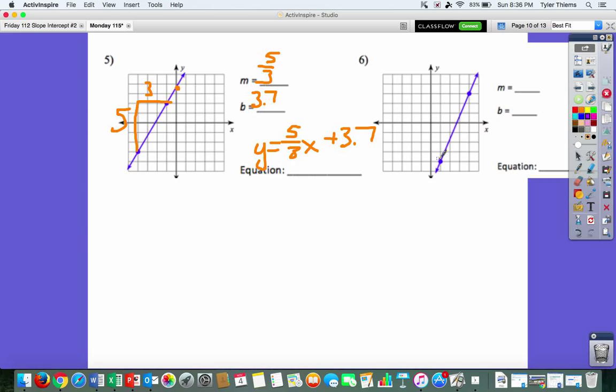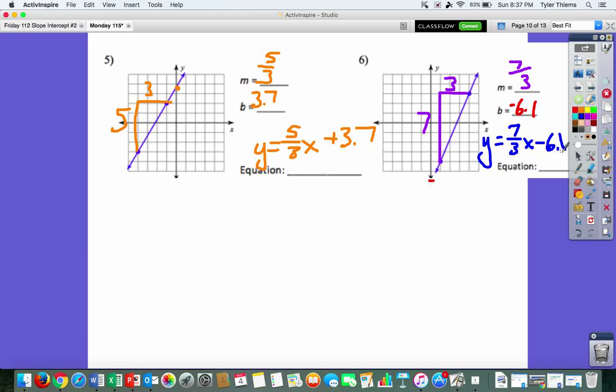For number 6, what you should have done is found the slope is equal to 1, 2, 3, 4, 5, 6, 7, so 7 over 1, 2, 3. Your slope would have been 7/3. Your y-intercept you wouldn't have been able to find directly. It's going to hit about right here, negative 1, 2, 3, 4, 5, like 6. It's about 6.1 is about what our y-intercept would be. So the equation of the line would be y equals 7/3 x minus 6.1.